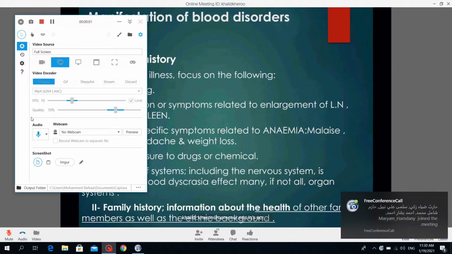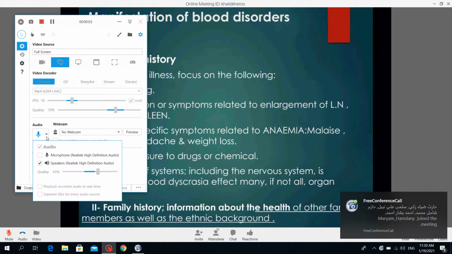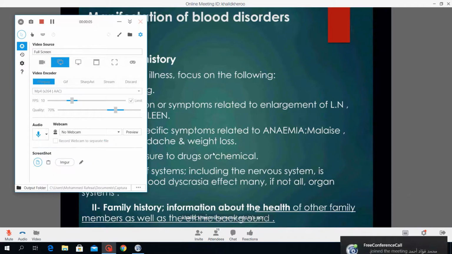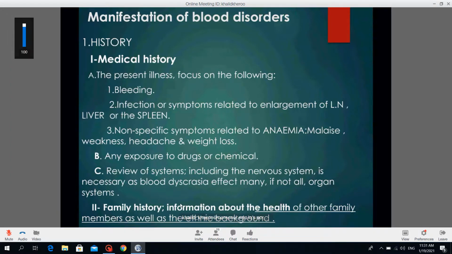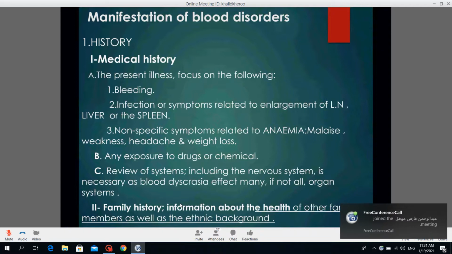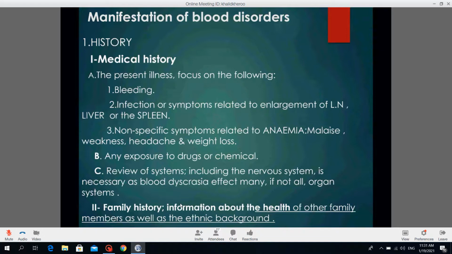...is presented with any problem. Here, if the patient presents with blood disorders, the important things are the history, plus physical examination, plus important investigations in order to reach the diagnosis. So what are the important points to concentrate on in the history in a patient presenting or complaining of blood dyscrasia or blood disorders? In the medical history, the present illness focuses on the following: bleeding.